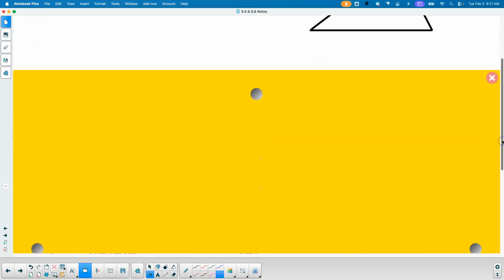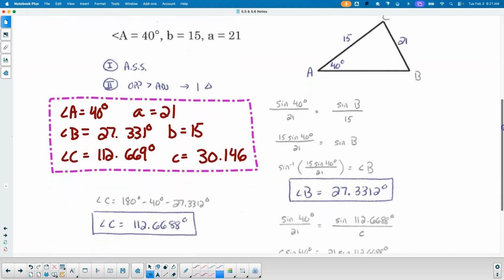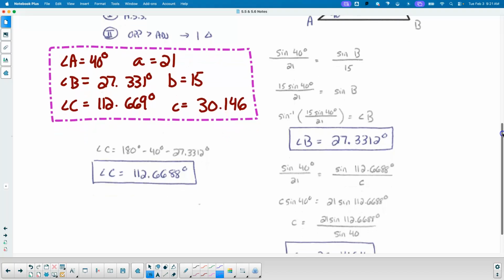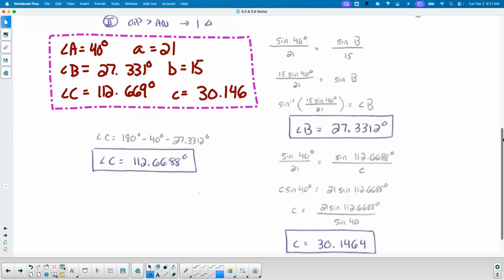So, on this particular one, it is an angle side case, yes, but the opposite side is longer than the adjacent side, so there is only one triangle at the start. Okay? No need to check height. And then I got angle B is 27.331 degrees. Angle C is 112.669 degrees. And side C is 30.146. Questions on that one?